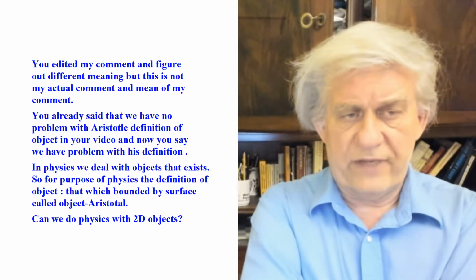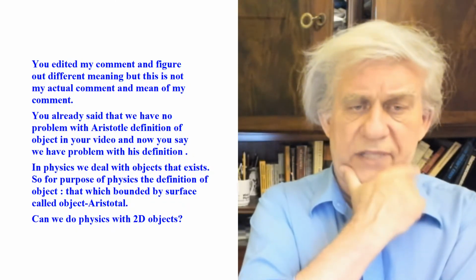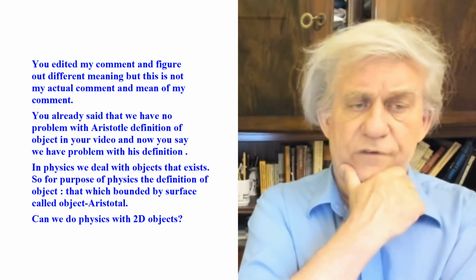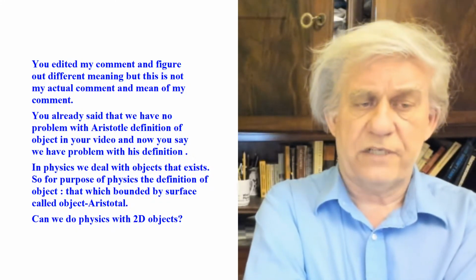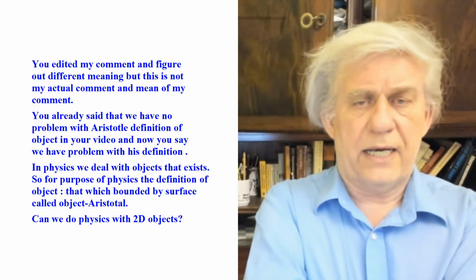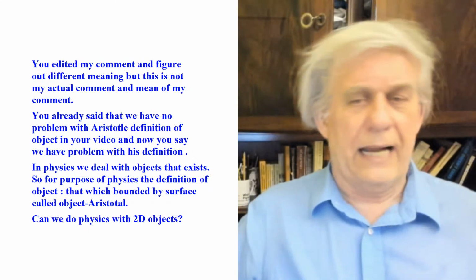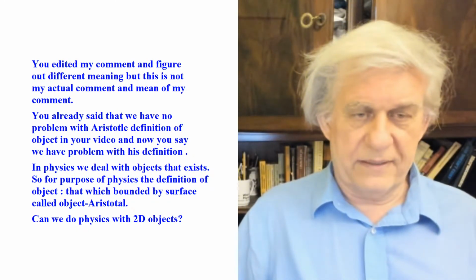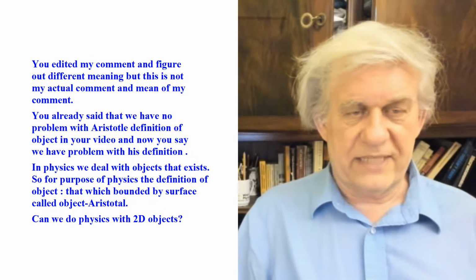He repeats something I said, right? In physics, we deal with objects that exist, correct. So for purposes of physics, the definition of object, that which is bounded by surface, called object, according to Aristotle. No. And I'll get to that in a second. Can we do physics with 2D objects? And again, no. Okay, so we got the no's in there. Let's find out what's wrong with what this guy says.